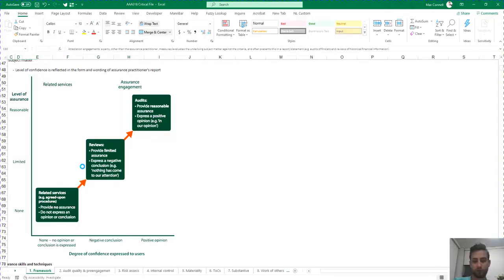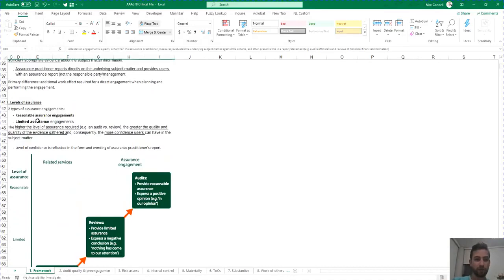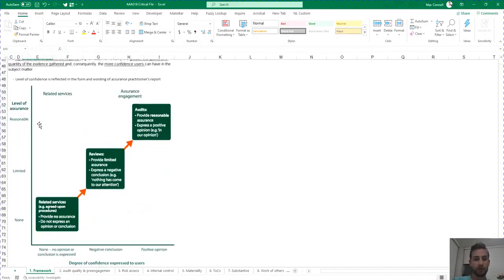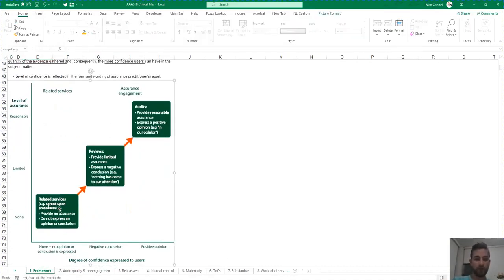You can see in this visual chart from the CSG three different engagements and how they correlate with the two types of assurance engagements. So number 1 is just agreed upon procedures. So it's called related services. For example, agreed upon procedures.